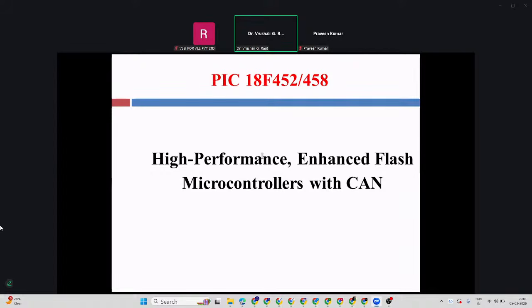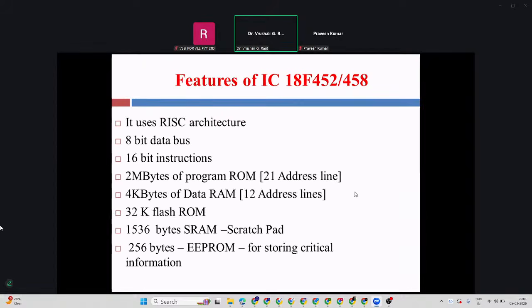How is it high performance? The last one also was high performance, but this has enhanced flash microcontroller. Flash memory is there with what type of protocol? CAN protocol. Again, this question I'm keeping for you people: find out what the CAN protocol is and for what type of application the CAN protocol is used. Now coming to the features of this 18F, this is the main one we are going to discuss.